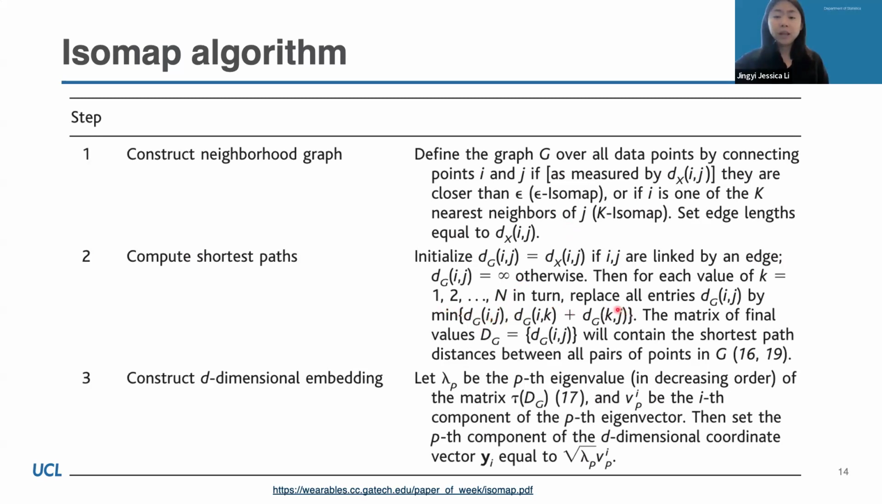Okay, the matrix of final values will contain the shortest path distance between all pairs of points in G. And this is from previous literature, so these are citation numbers, reference numbers. Final step, construct the D-dimensional embedding. And this is what classical MDS is. So basically we input a geodesic distance matrix into MDS and we get the embedding. I'll skip this technical detail because you need to understand classical MDS to understand this description.